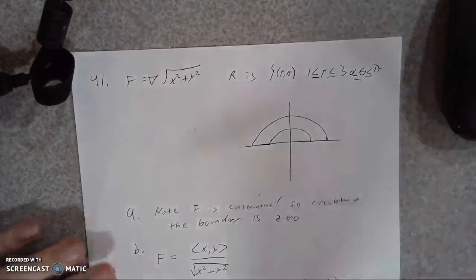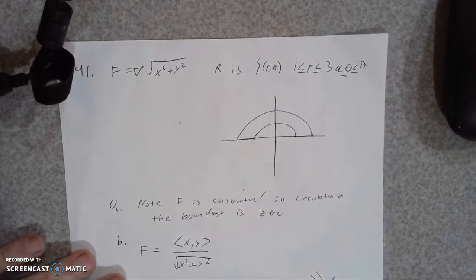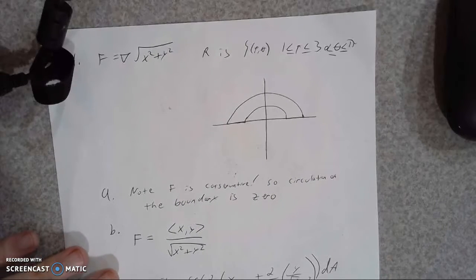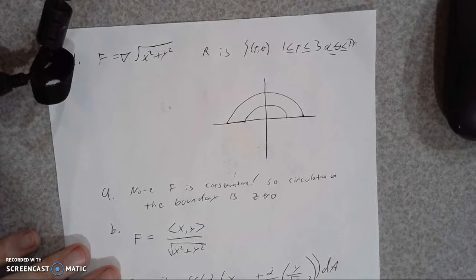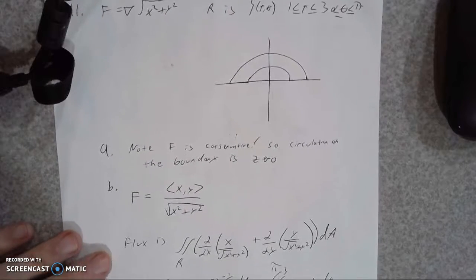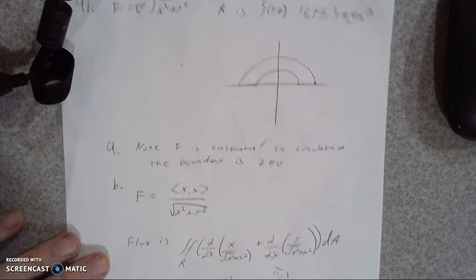Okay, we are here to look at question 41, which gives us our field as the gradient of the square root of x squared plus y squared. And we're going around the region that's the half annulus with r between 1 and 3 and theta between 0 and pi. They ask us to find the circulation and the flux.